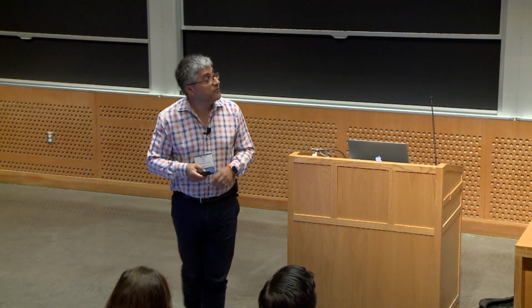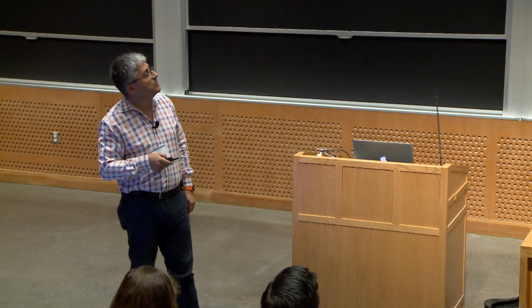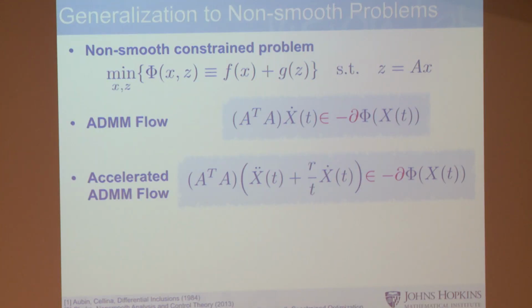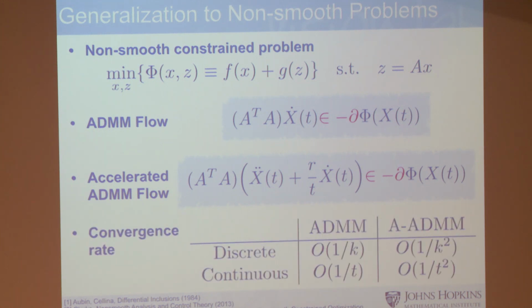Fortunately, there is a lot of literature on differential inclusions. We've used it to analyze this type of differential inclusion and, again, derive the same type of analysis: equilibrium points are stable or asymptotically stable, and you get matching rates of 1 over k or 1 over k squared, depending on whether you're using the original ADMM or accelerated versions.